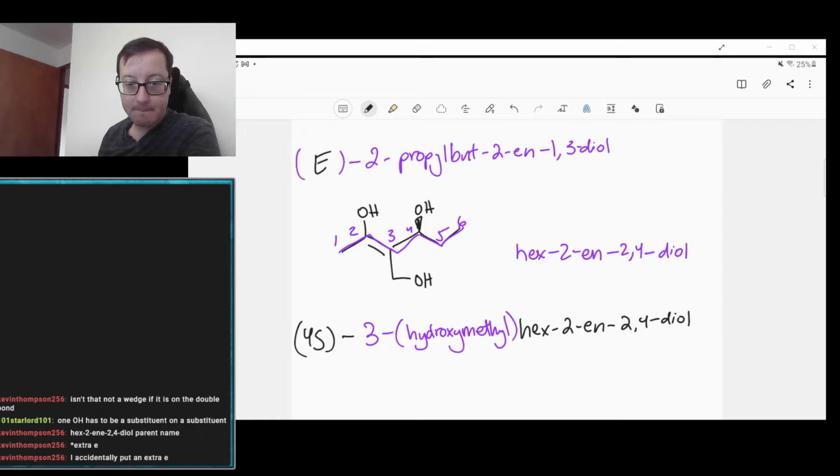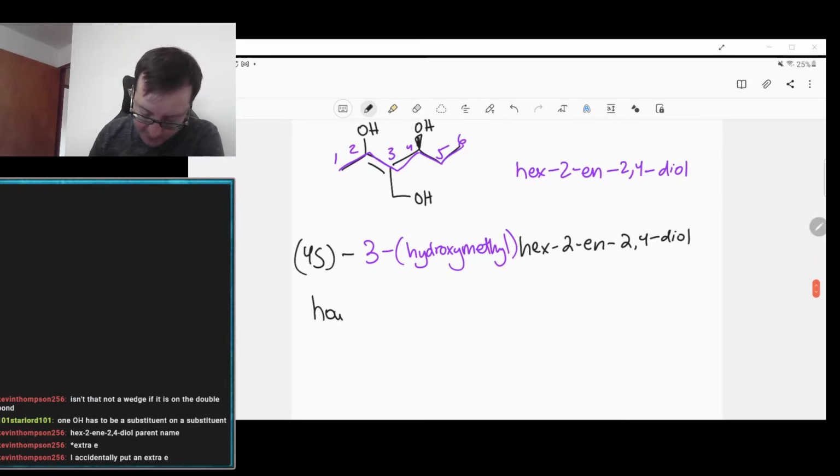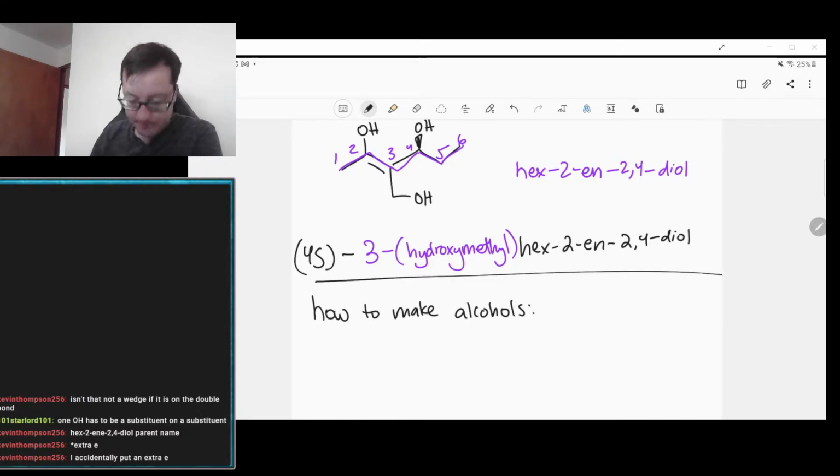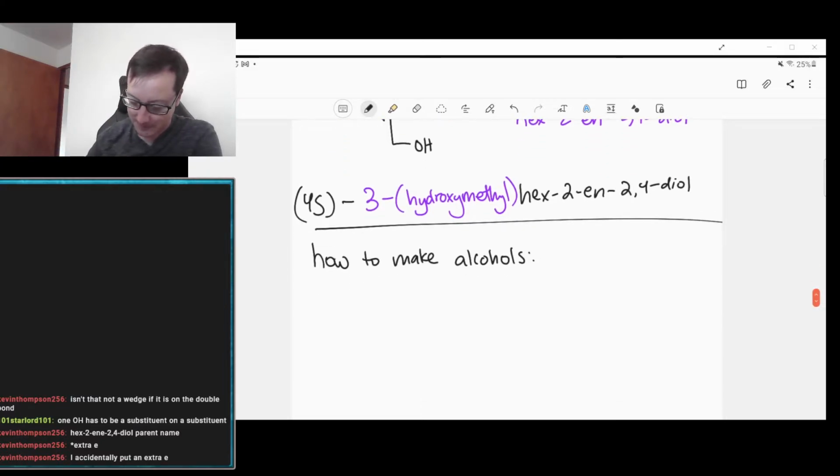All right, cool. So that is naming alcohols. If we want to talk about how to make them, we've covered a lot of reactions, and we're going to learn a few more. How to make alcohols. And this is not some sort of bathtub gin type of thing going on, right? We're talking about the functional group, not the substance.